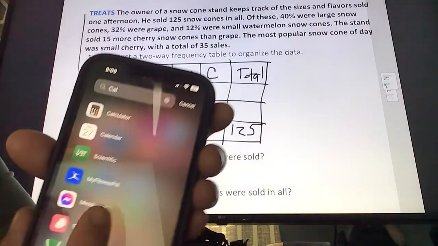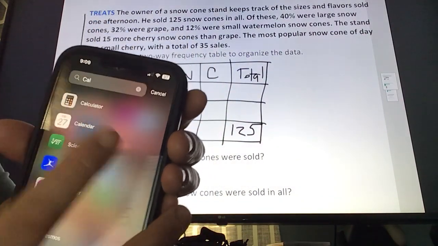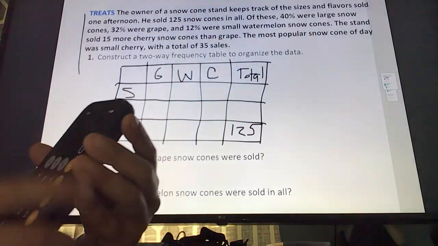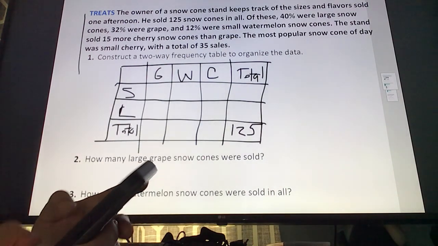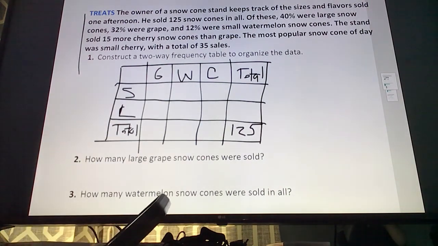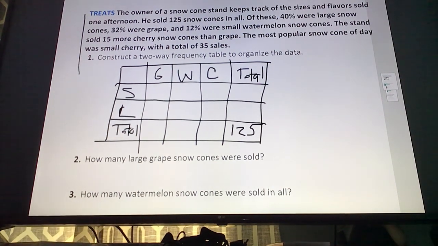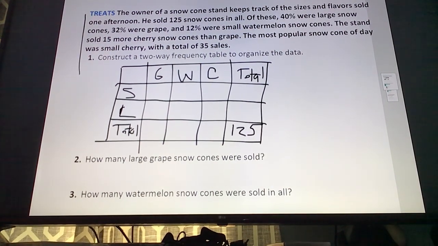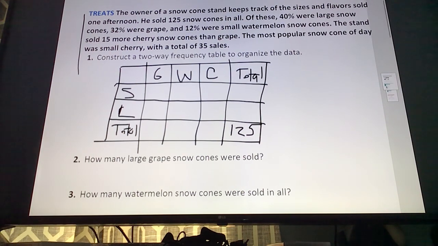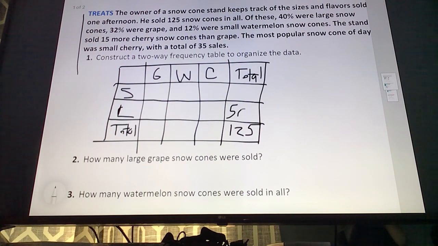So it looks like this, scientific, if you need it, or for these you can use your basic calculator. We're going to type in 0.40, because that's 40%, times 125. So we know that that's 50. So 50 snow cones were large. That's going to go here. We have 50 large snow cones.